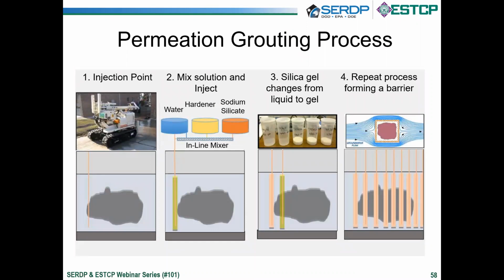So this is a conceptual diagram of the permeation grouting process, where first a direct push rig is used to install multi-level injection wells for even distribution of the grout. Then a mixing and injection skid is used that combines sodium silicate with an electrolyte or hardener. In this case, we use dibasic ester, and an inline mixer combines the two solutions right before injection. Once injected, the solution changes from a liquid to a gel, typically on the order of about 1 to 3 hours. And finally, you can repeat this process by installing closely spaced injection wells around a source zone, creating a barrier.